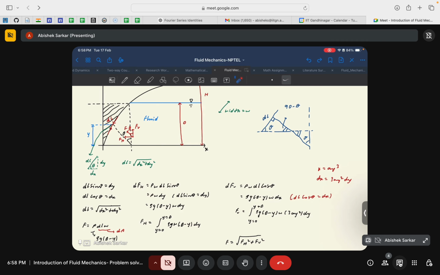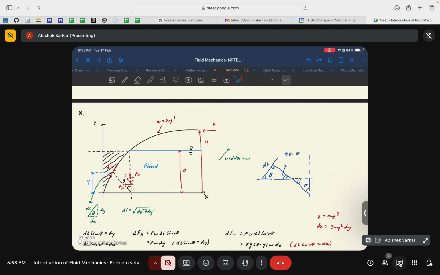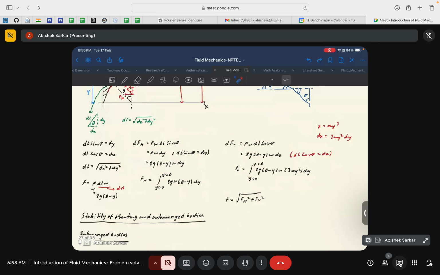Either you can keep dx as such and represent y in terms of x, or much simpler, keep y as such and replace dx, because you already know the limits of integration for y. So x is equal to a y cubed, then dx would be 3a y squared dy. Then just replace this in the equation, and you will get Fv as the integration from y equal to 0 to y equal to d of rho g (d minus y) W 3a y squared dy, and from this you can easily find the vertical component as well. The net resultant force would be F equal to the square root of Fh squared plus Fv squared.